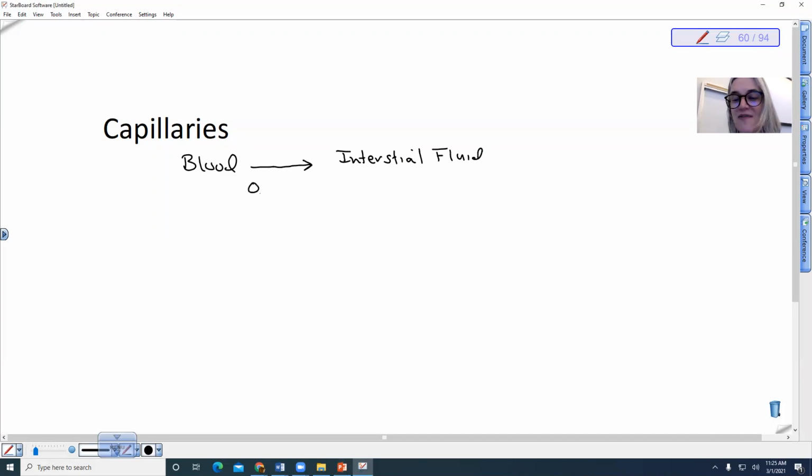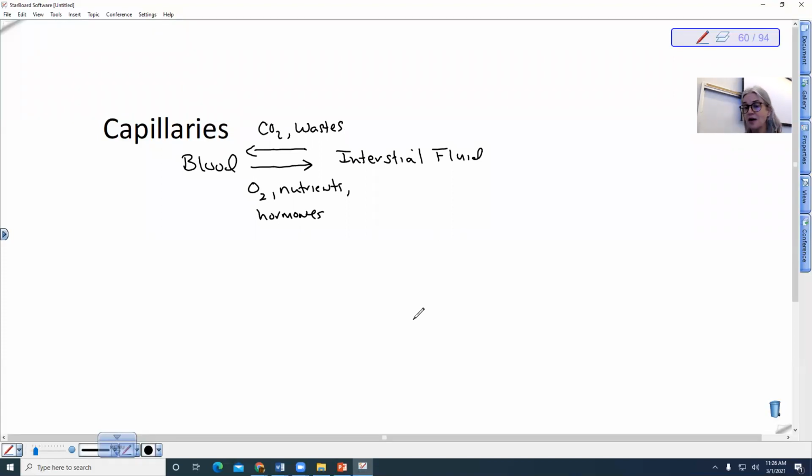For example, we could have oxygen and nutrients. We could also have hormones being transported in the blood and going to their target cells, which they're going to bind to. We also have, going the other direction, carbon dioxide. We also have waste like urea, and other wastes that can be picked up by the body. Okay, so we have exchange.